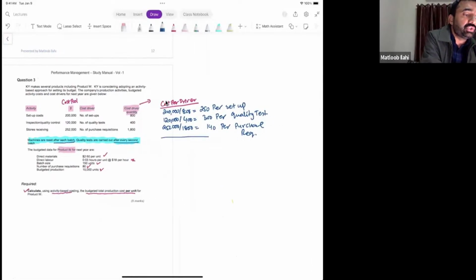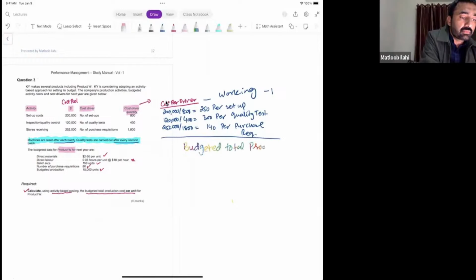Now, with the help of these cost drivers, we can calculate the budgeted cost per unit of product W. This is your working one. And now we can calculate the budgeted total production cost per unit.